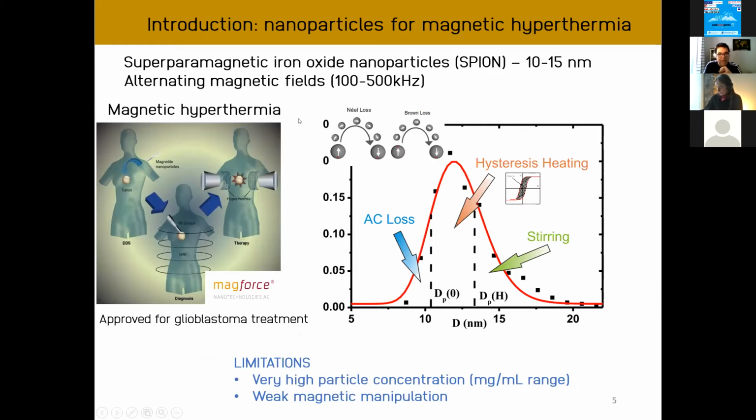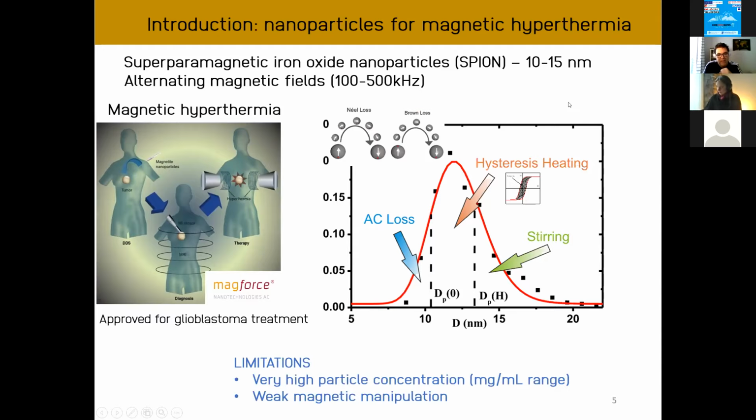The first one deals with magnetic hyperthermia. You can use superparamagnetic or, well, slightly ferromagnetic iron oxide nanoparticles of 10, 15, and now particles of around 20 nanometers have been published, that under the presence of alternating magnetic fields of around 100 up to 500 kilohertz are able to dissipate heat through different mechanisms.